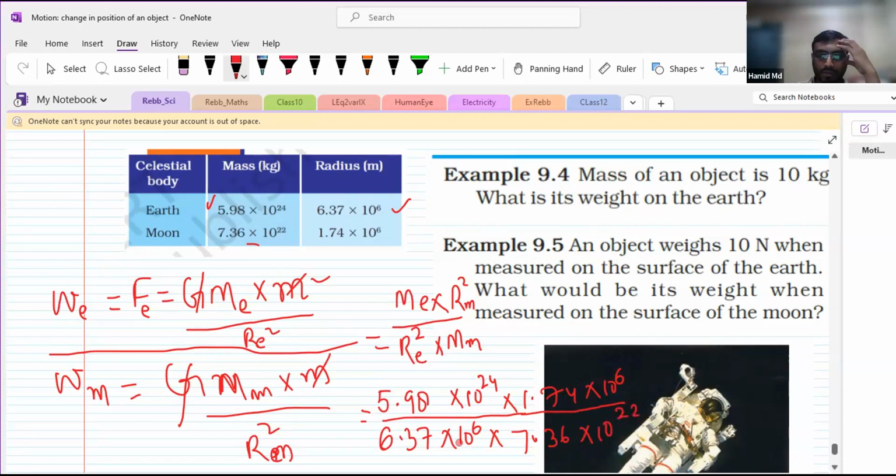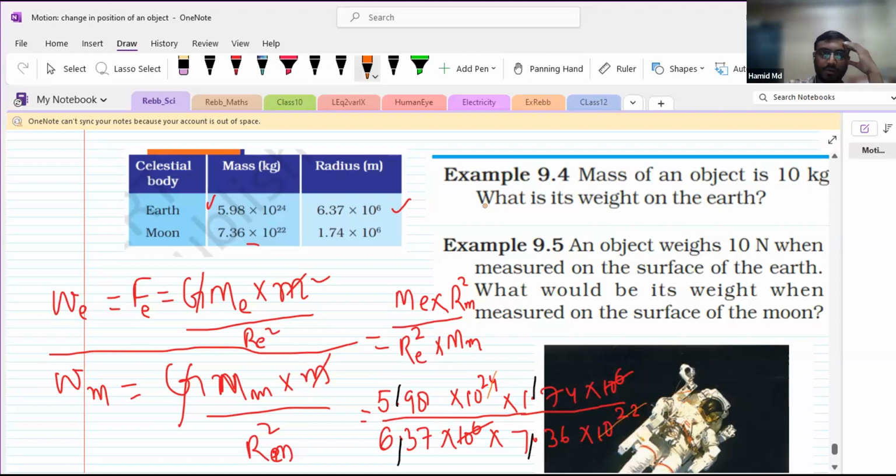See, 10 to the power 6, 10 to the power 6. Clear? And then this decimal to this decimal. Is there any other color pen? See, this is 22 and this is 24, so it will be only 10 to the power 2. So this much is done.